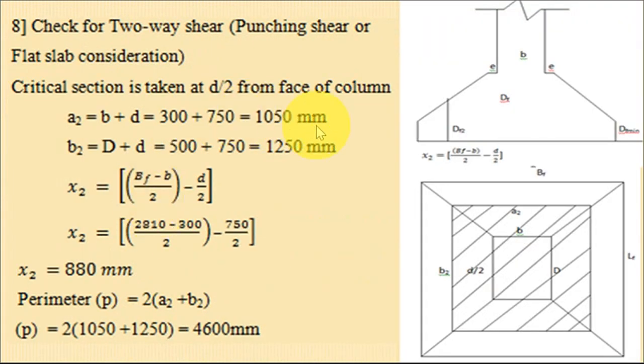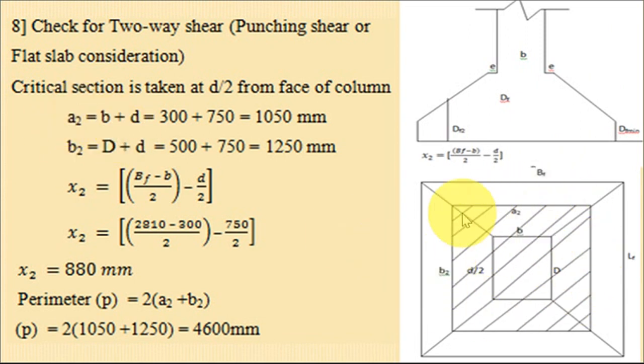Then the second check is for the two way shear. It is called the punching shear. Because of the heavily concentrated load, this portion may be punched through the footing, and that's why this is the critical section. The critical section is taken at a distance of d by 2 from the face of the column, and we have considered the critical section on both sides.